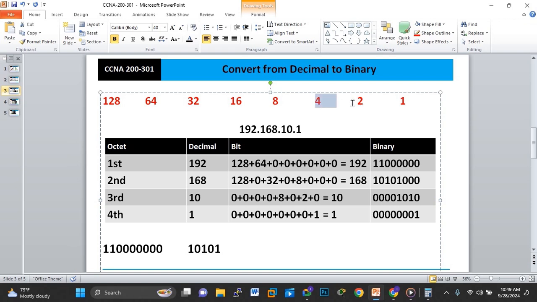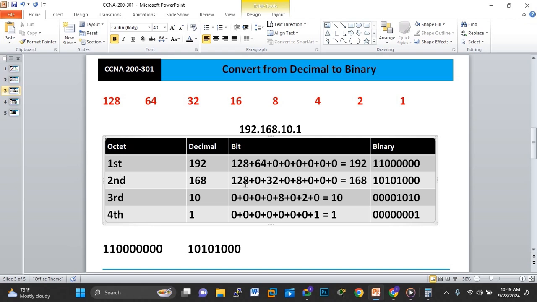The rest, these other 4 bits, will turn off. So now can I say off, off, off, because the 168 will arrive at the 168. So now the binary for this 168 is 10101000. As you can see here, this is the second octet, 168.